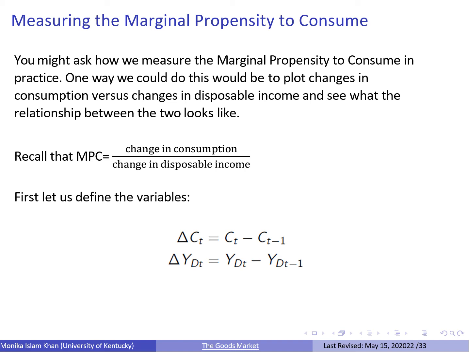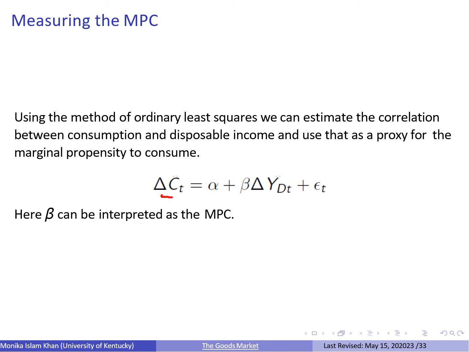So if we have data for many years, we need to define our variables. Our change in consumption at time t equals consumption at time t minus consumption at time t minus 1. And the second variable that we will need is your change in disposable income at time t, which equals disposable income at time t minus disposable income at time t minus 1. After calculating change in consumption and change in disposable income for all years, we can find the MPC using econometrics.